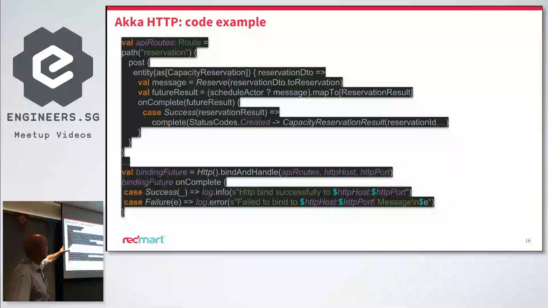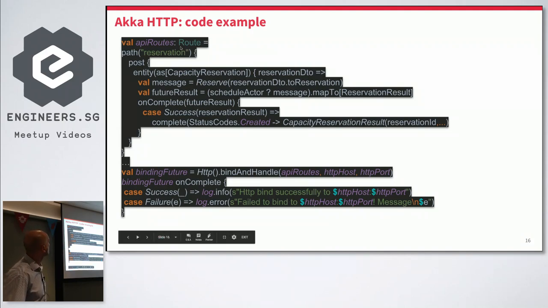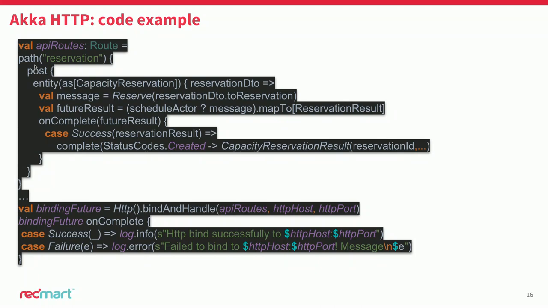This is a code example of how it works, much smaller than the original one. We define routes with the DSL. In this case, we have the path reservation, which goes right after the domain name or IP address, so it's slash reservation. Then we state that it's a POST, and what actually happens when a POST request to slash reservation comes. This immediately deserializes the request payload to the capacity reservation type, which is a DTO type for accepting the messages. And now you work with these deserialized objects.